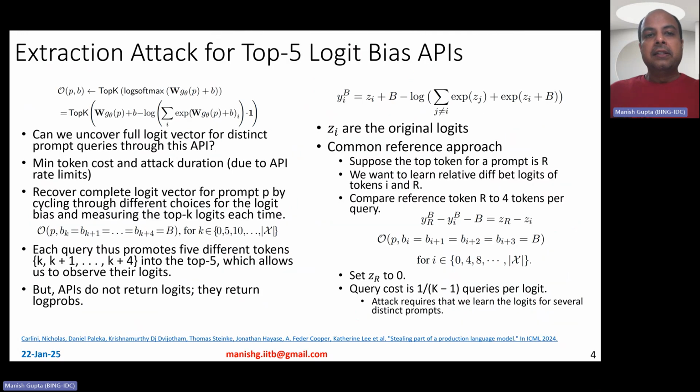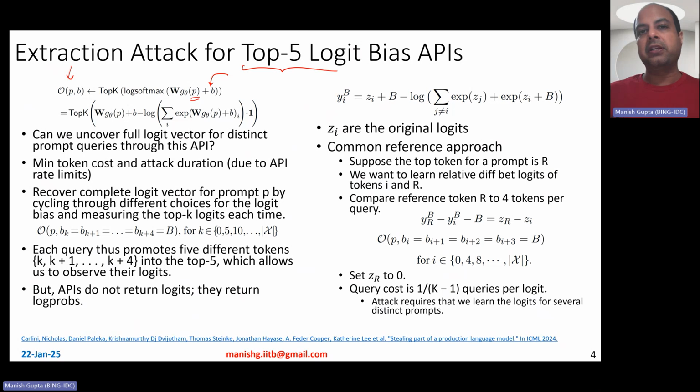Okay. So now let's look at a more complicated setting where you don't have access to the full logits, but you only have access to the top 5 logits. Okay, so you only have access to the top 5 log probabilities. So what do you do? Essentially the situation looks like this. You pass in a prefix p. So you're calling the API like this, O of p, b. So what is p? p is the prompt that you pass on. And then b is the logit bias.